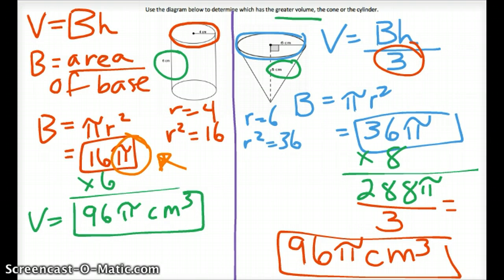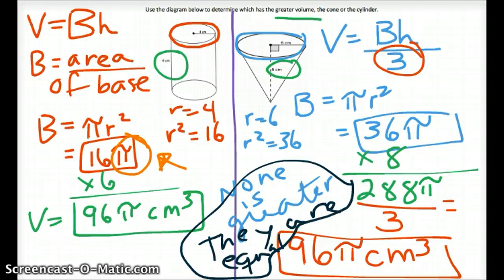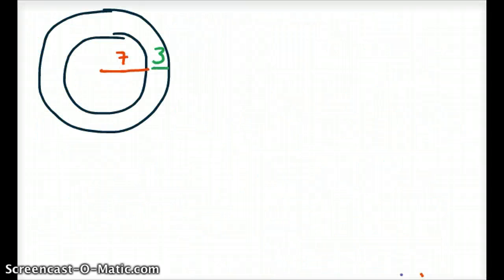So my two volumes are equal. So none is greater. They are equal. So the volumes are equal.